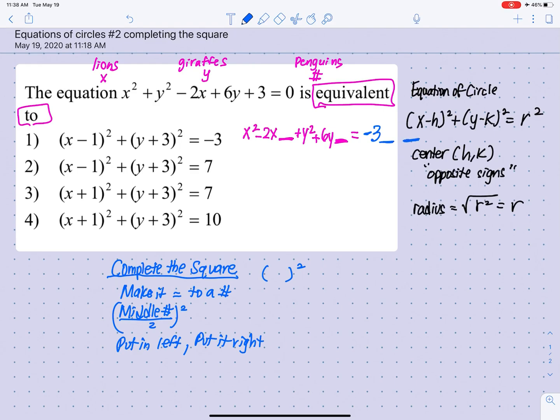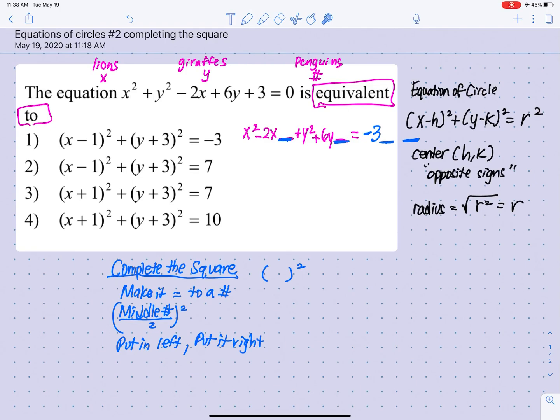Now, the reason why we have two spaces here is because we had one space on the left and another space over here. If I had two spaces on the left, I need to have two spaces on the right. All right, this is quite a lot, but bear with me. Once again, complete the square, make it equal to a number. We brought this positive 3 to the other side, so we got negative 3.